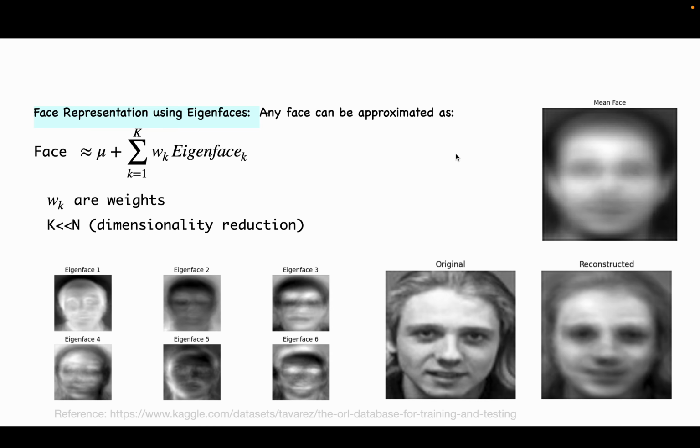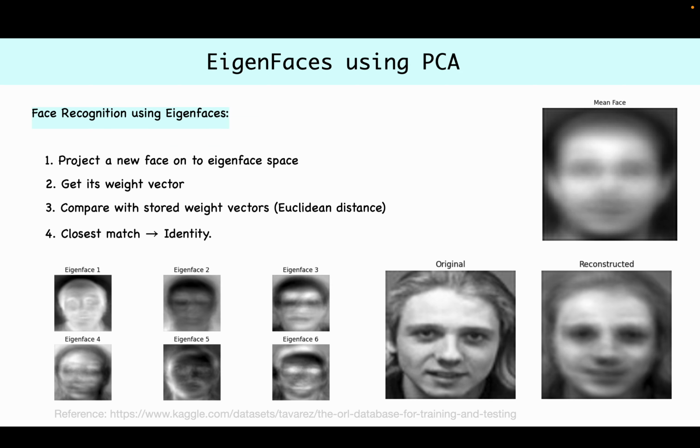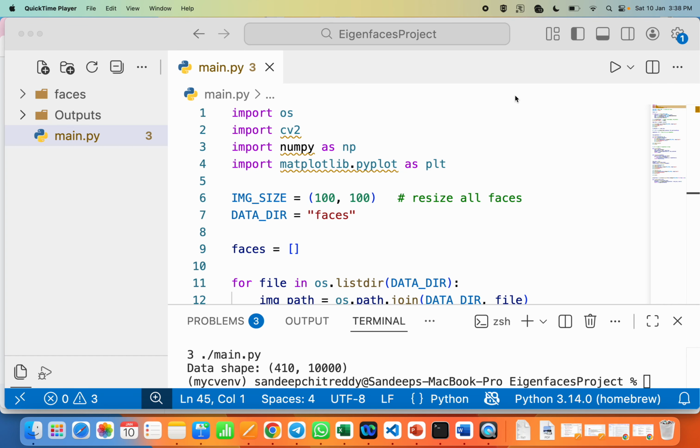So let us see how this works for face recognition. When you get a new test face, we compute the weight vector by representing it in eigenfaces, and we compare this weight vector with the already stored weight vectors, and thereby recognize the test face with the existing set of images. So this is how eigenfaces work for face recognition. That's how eigenfaces can be implemented.